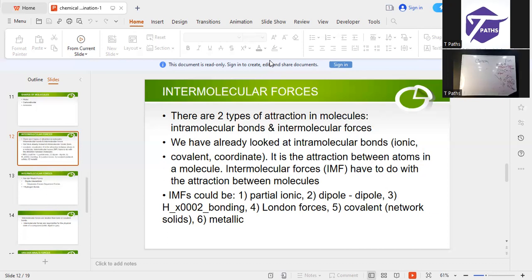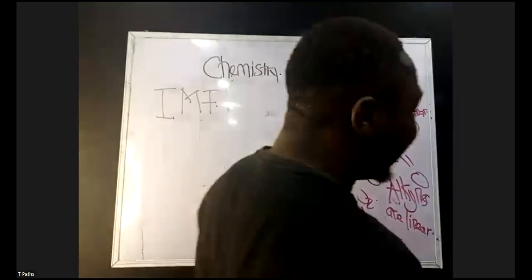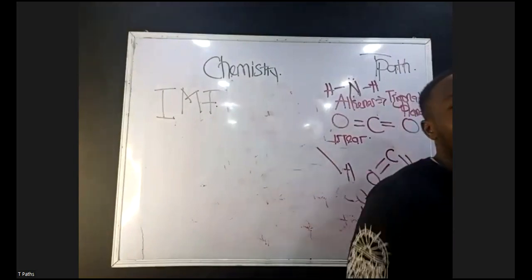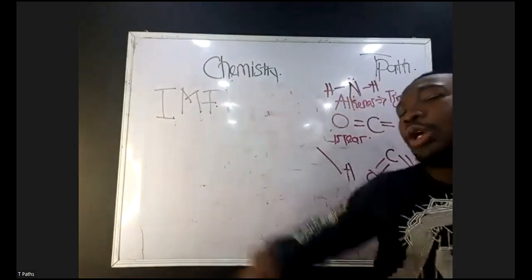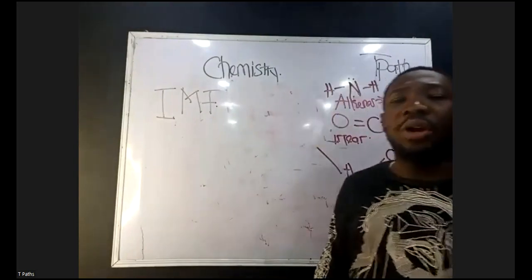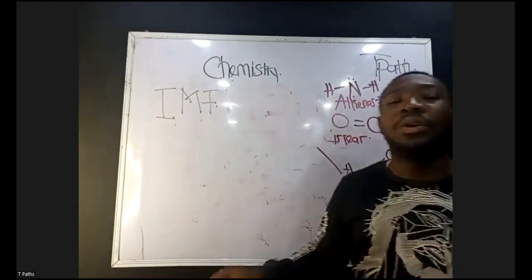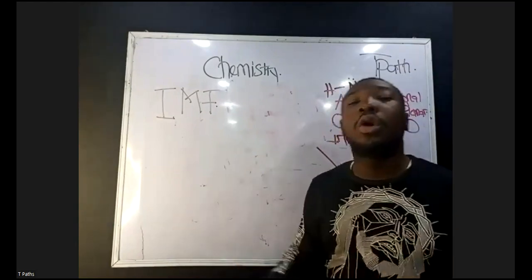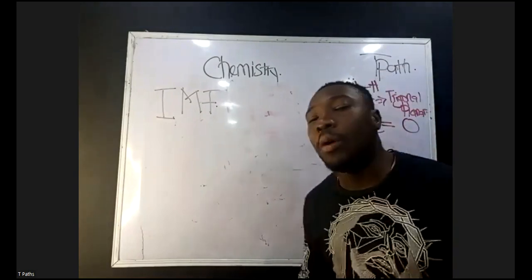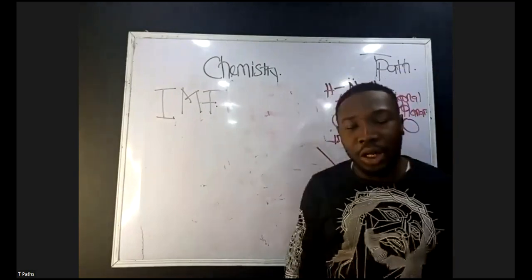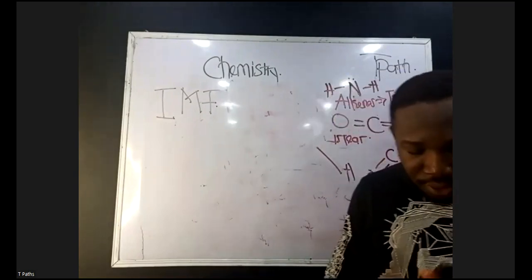So we are also using the IMF. Intermolecular bonding, IMF. Now we are looking at the bonding between molecules. And what are they? We have what they call dipole-dipole interaction, London forces, hydrogen bonding, and metallic bonding. Now let's look at them one by one.